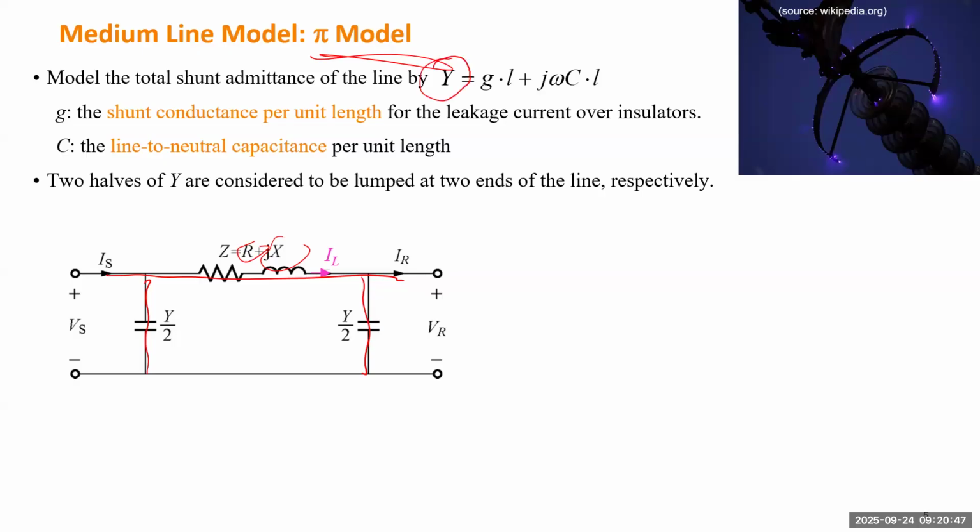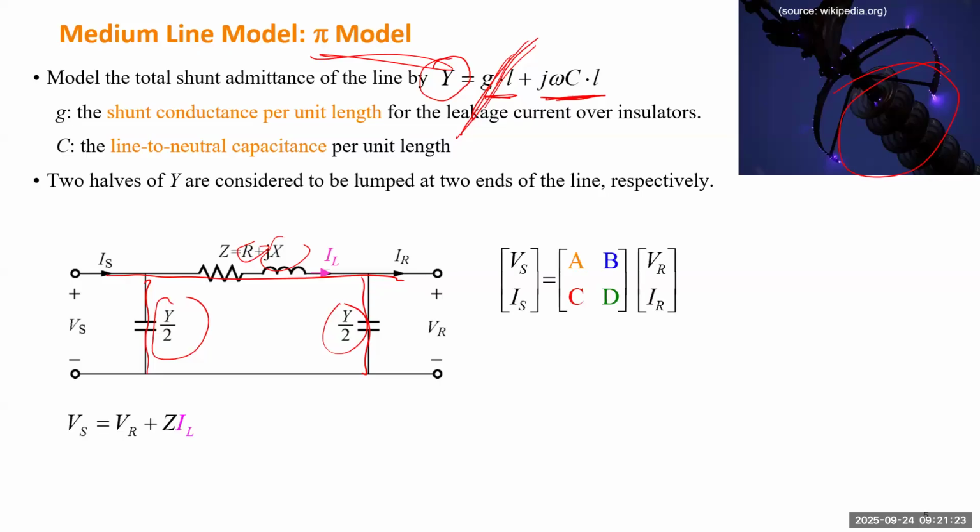So totally we have Y. The real part is considered conductance, which is caused by, for example, the corona effect or the loss of energy at the insulator. Usually this part is very small, so most models just ignore it, but we do need to model the capacitance to the ground. So we just split that admittance into half. Because we're not sure which side is better to place the admittance, we split it into half. Then this will be the pi model.